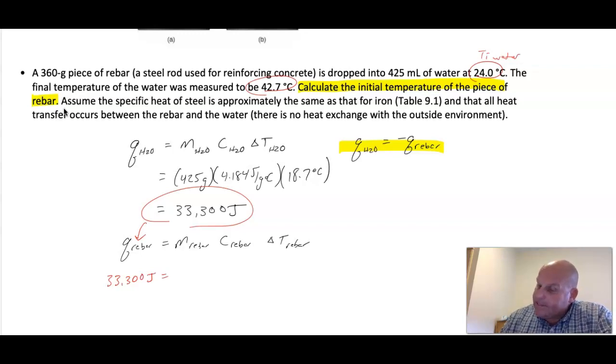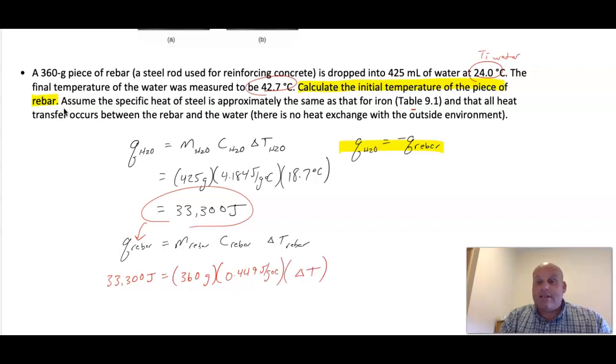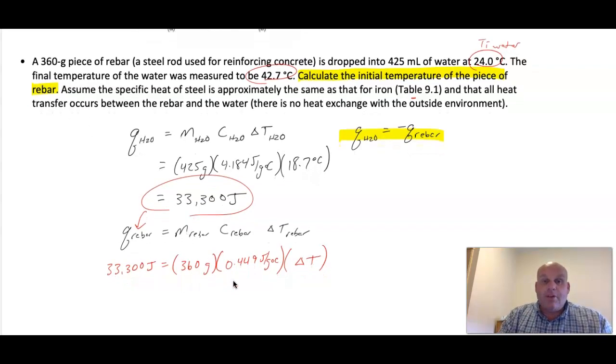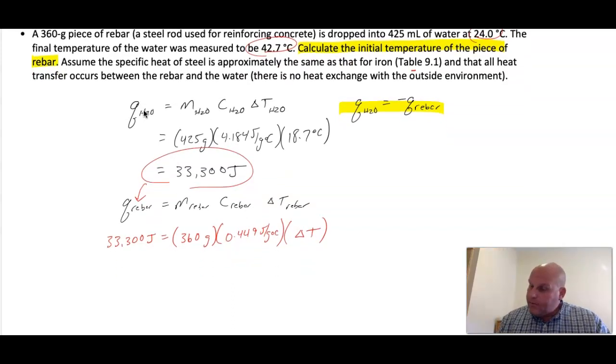Okay, they gave me the mass in the problem. They told me to look up the specific heat for rebar and to use it the same as the specific heat for iron from table 9.1. So when you look that up, you'll get it. Okay, so now we can solve for our change in temperature. Again, pause the video and work that out real quick. So when you solved here for delta T for the rebar, you should have received a value of 206 degrees Celsius.